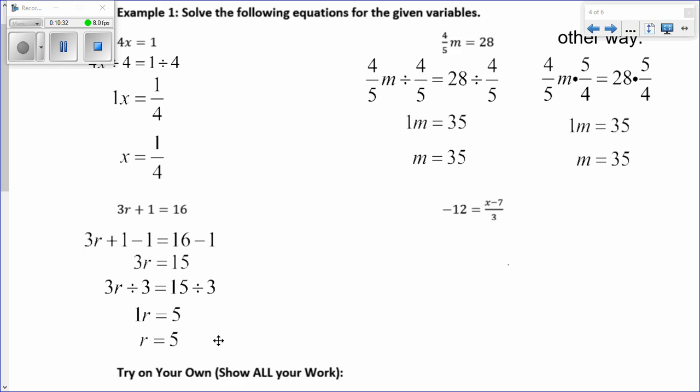Okay? And the last one here, x is being, we're subtracting 7.